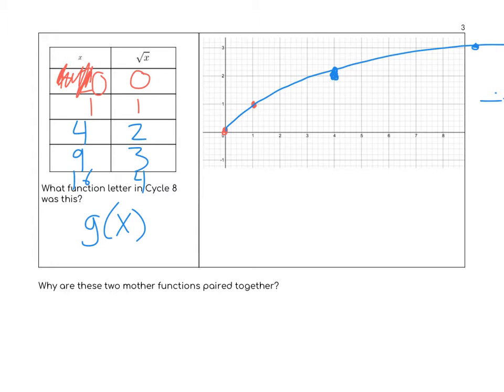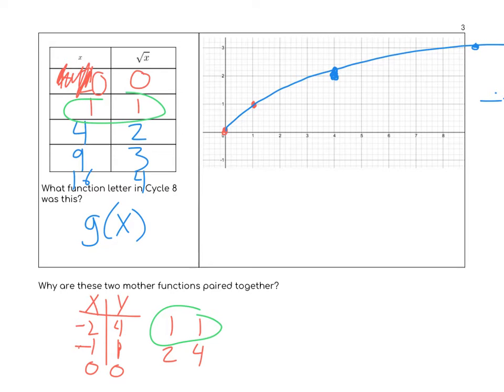So I paired these two together, f of x and g of x. And the reason that I did is going to be based on what we were talking about at the end of our last cycle. So if I look at the table we had a minute ago, which was -2, 4, -1, 1, 0, 0, and then we got 1, 1, and 2, 4. I'd like you to notice that these points end up having a lot to do with what's going on in our... Oh, wait a minute, those are backwards. So these points of x's and y's are switched.